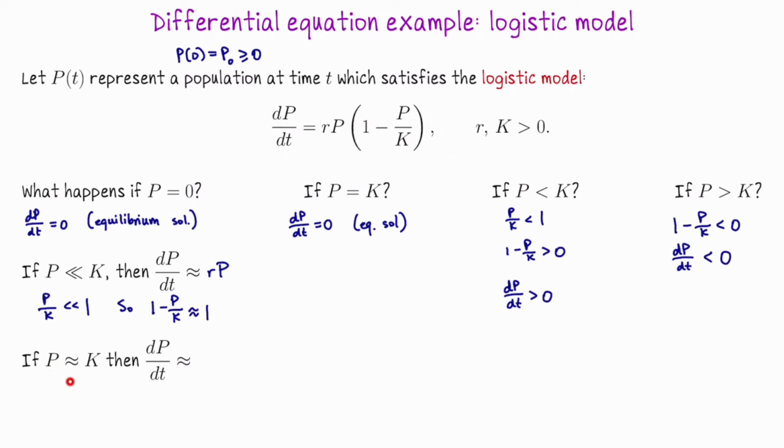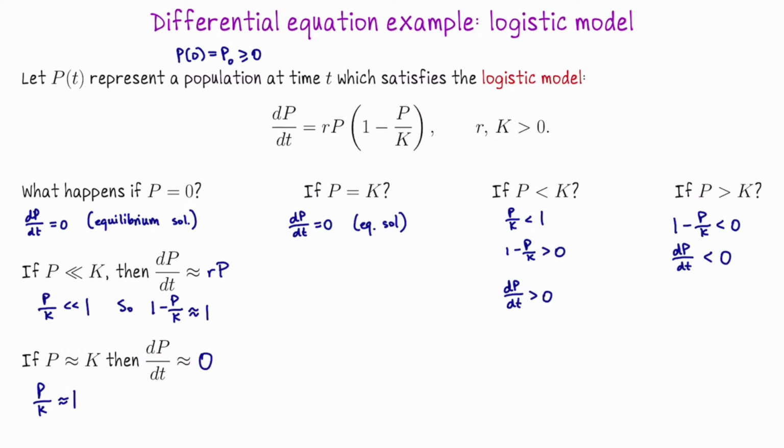On the flip side, if p is approximately k, then p over k is approximately 1, which means that 1 minus that ratio is approximately 0. So our population's rate of change near k is approximately 0. I don't know if you enjoy this kind of murky analysis where you're approximating behaviors, but I think it is handy when we put together the slope field.